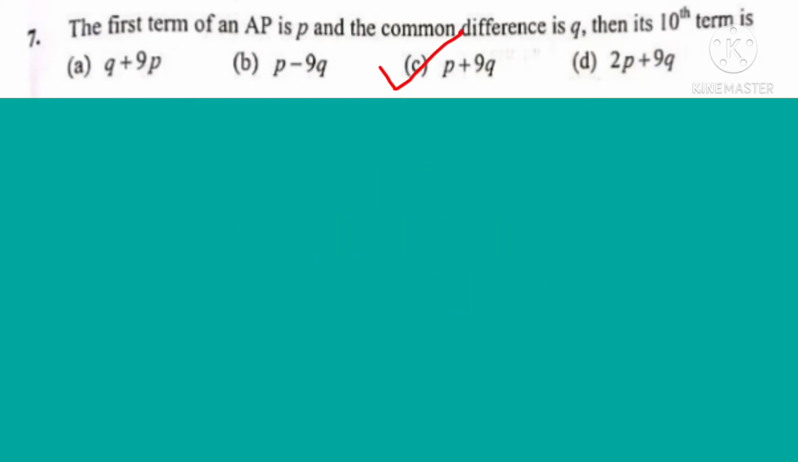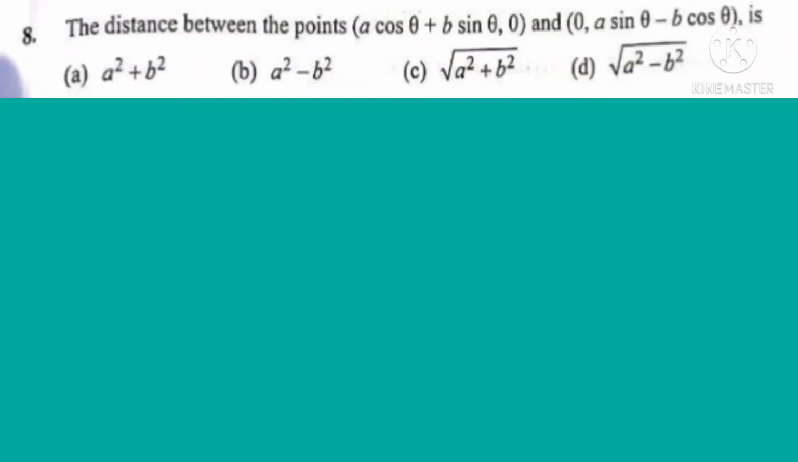Now let's move to question number 8. The question is: the distance between the points (a cos theta + b sin theta, 0) and (0, a sin theta - b cos theta) is, we have to find the distance. So we have to apply here the distance formula, which is square root of (x2 minus x1) whole square plus (y2 minus y1) whole square.